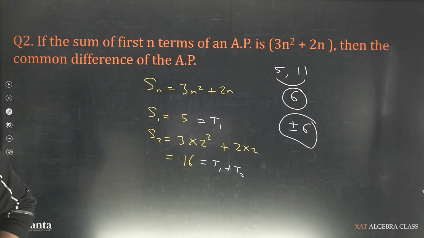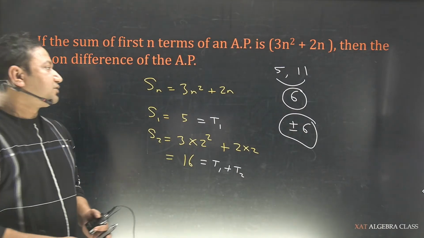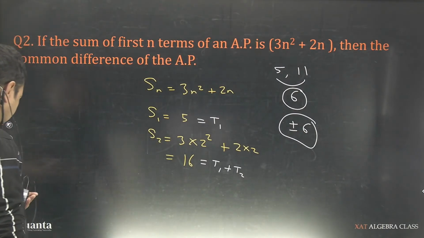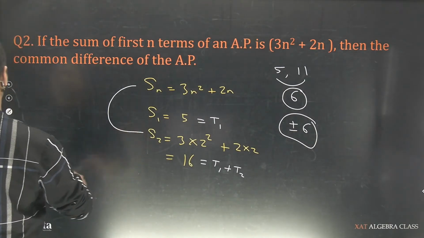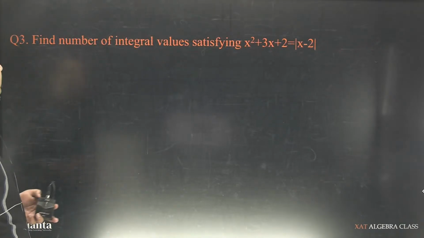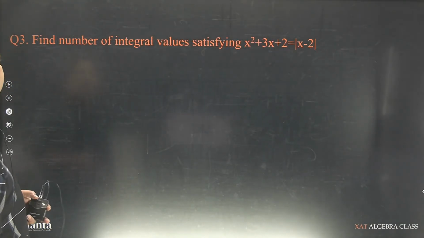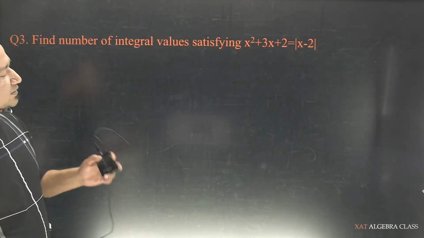Clear? So those who marked 11 must have realized their mistakes. Cool. So this is the kind of silly mistake that people commit. So just beware of that and look at, is it sum or is it the term? Coming to third question. Find the number of integral values satisfying this.